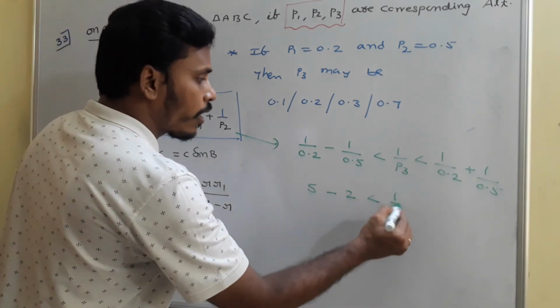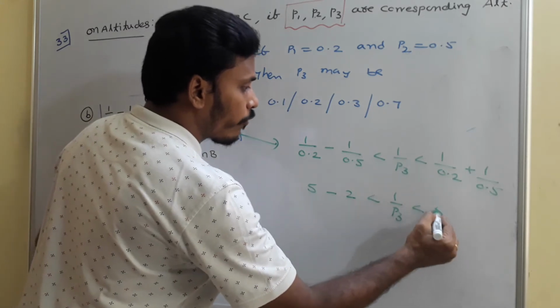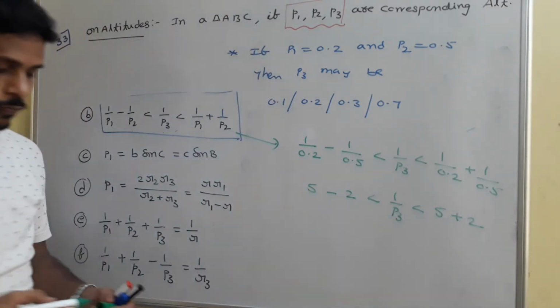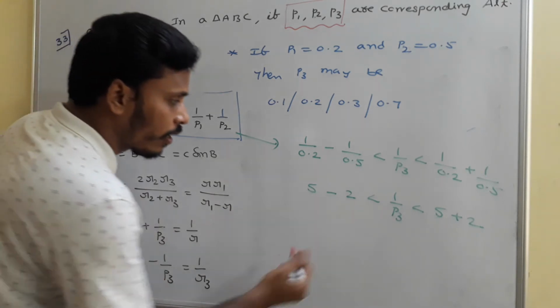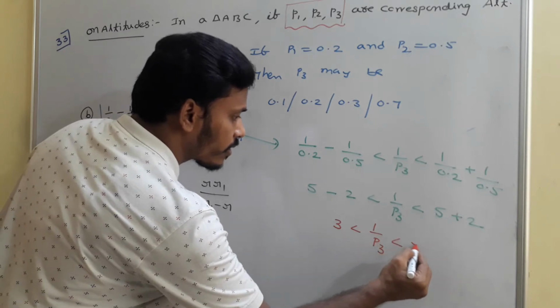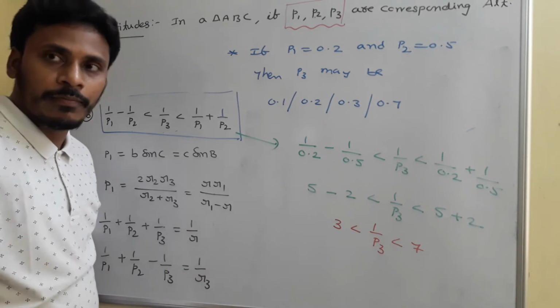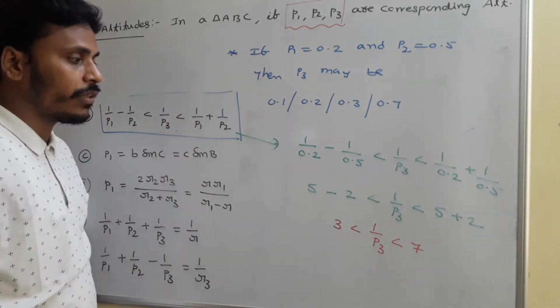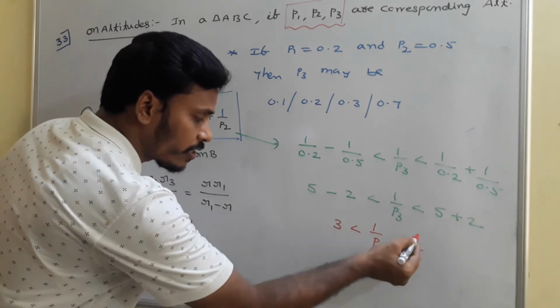Which is less than 1 by P3 is less than 0.2 is 5 and that 0.5 is 2. That's what we need to solve. So how to solve it? Just think about it. This 5 minus 2 is 3 less than 1 by P3 is less than 7. And now you just reciprocal everything. I need to find out P3, right? So for that, if you reciprocal, this is 1 by 3 and this is 1 by 7.